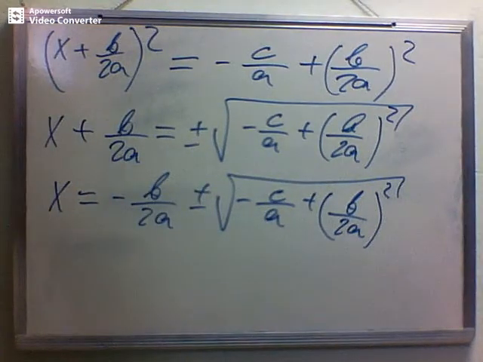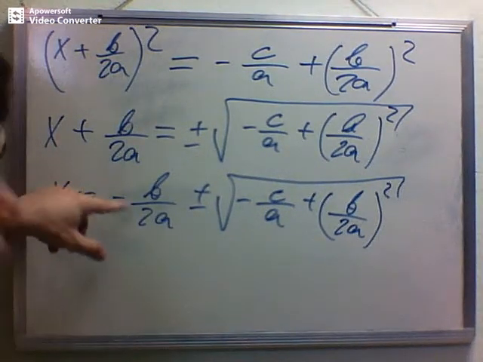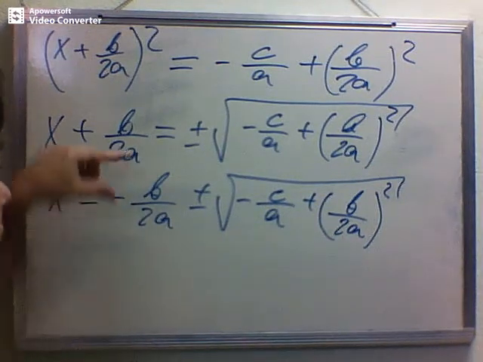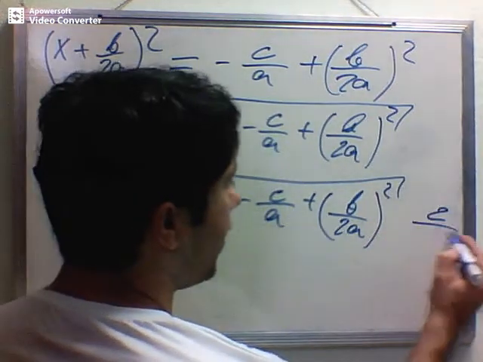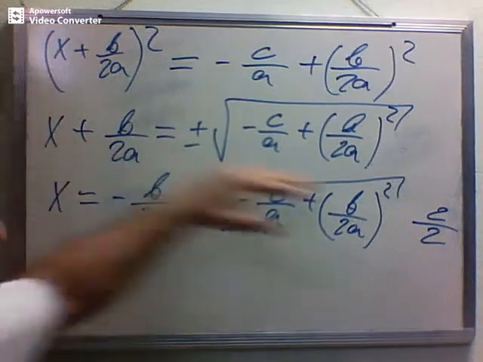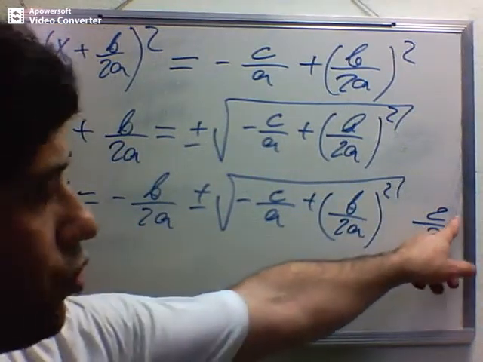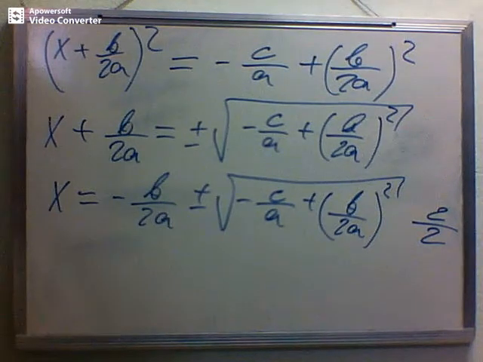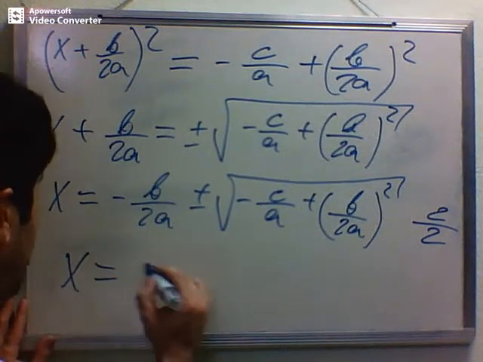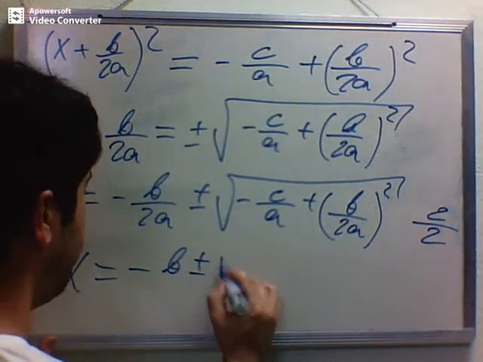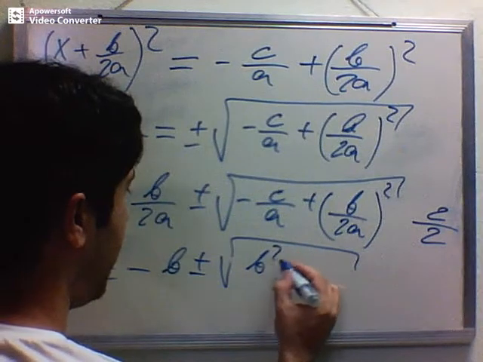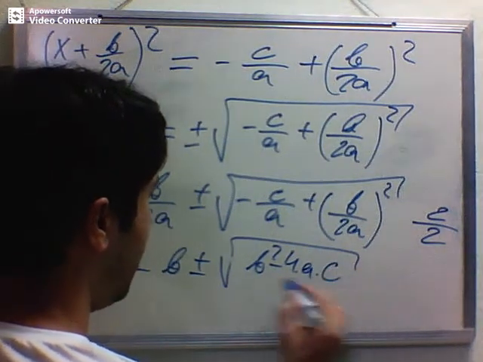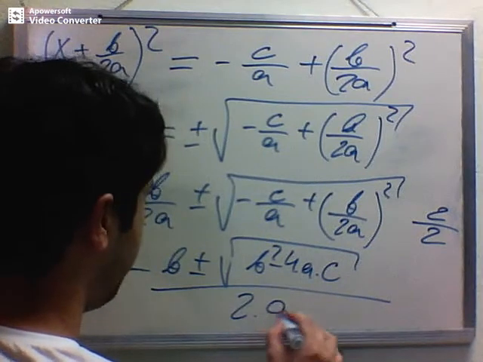Okay, now my friends, what we need to do is to multiply the numerator and the denominator by 2 divided by 2. If we multiply the numerator and the denominator by 2 divided by 2, we are going to arrive at the final configuration of the solution, which is x is equal to minus b plus or minus the square root of b squared minus 4 times a times c, all divided by 2 times a.